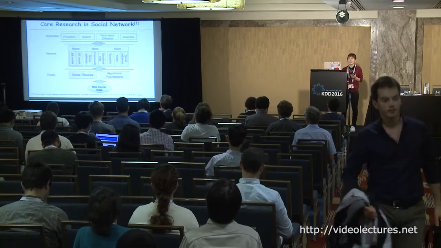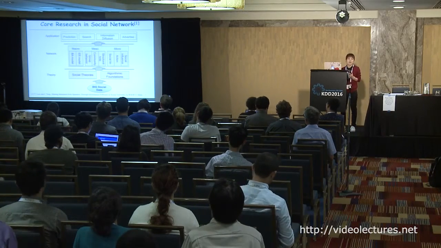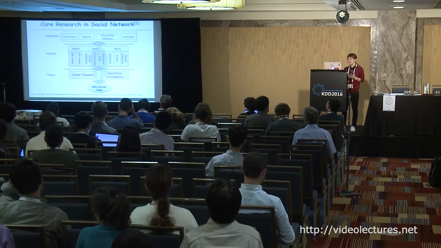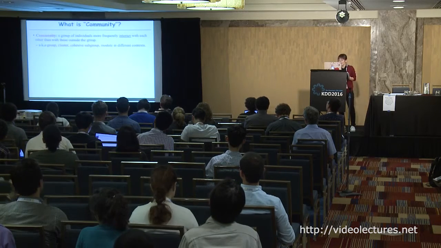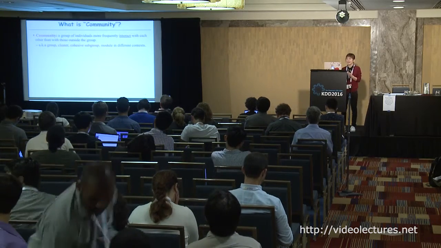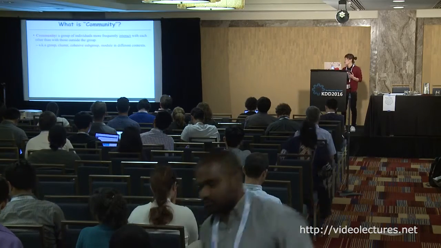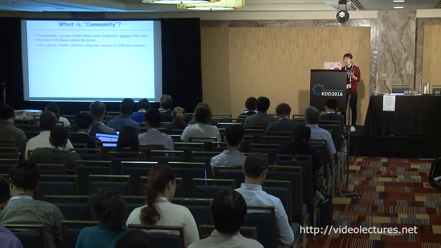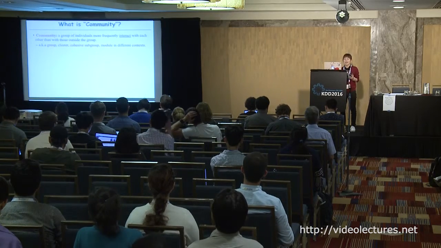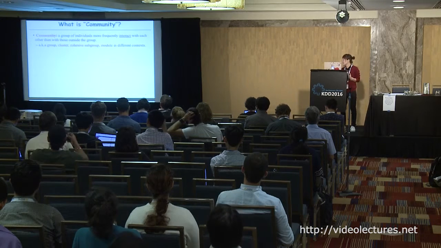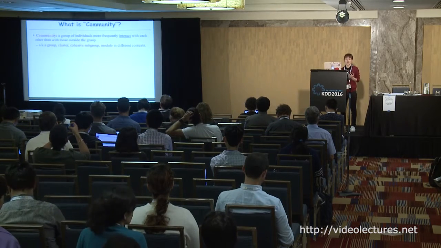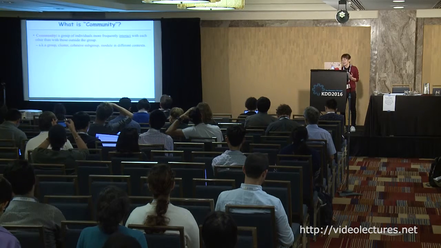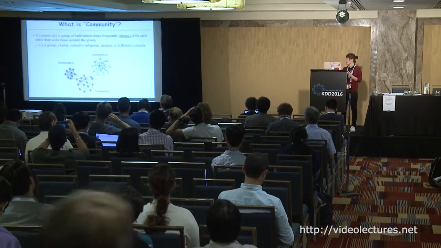Here is the core research in social network, as summarized by Professor Tang Jie. In this paper, we focus on these two topics, community and structural spanner. So what is the community? Community can be commonly understood to be a group of individuals who interact with each other more frequently than with those outside the group. It is also well known as a group, cluster, cohesive subgroup, or module in different contexts. Here is an example of a community.